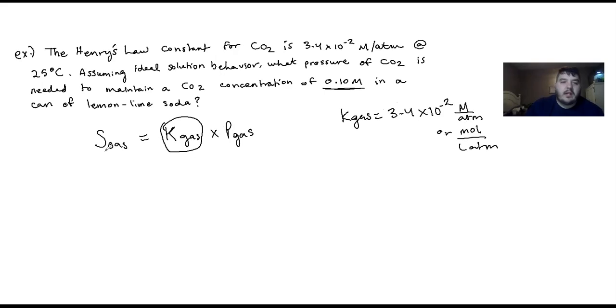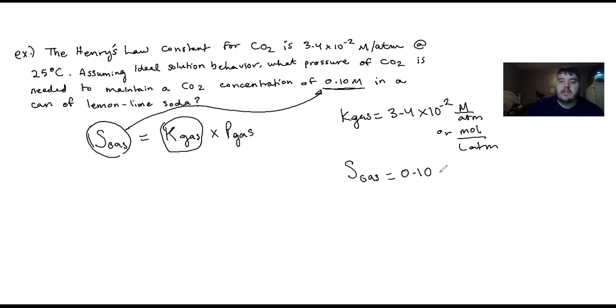Well, we've got two variables left. Obviously, we've got the pressure of gas. Pressure of gas is measured in ATM, not in molarity. Solubility, or we can also call it concentration, is measured in molarity. So we can say that the solubility of gas equals the 0.1 molarity, so S gas is equal to 0.10 molarity. So we've got two terms and one missing piece.